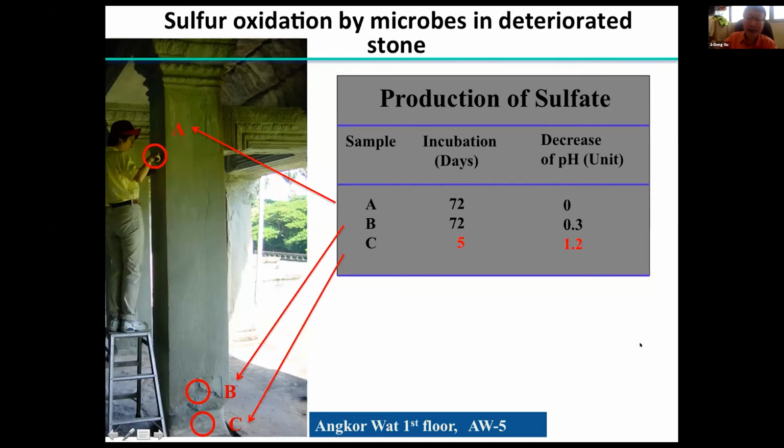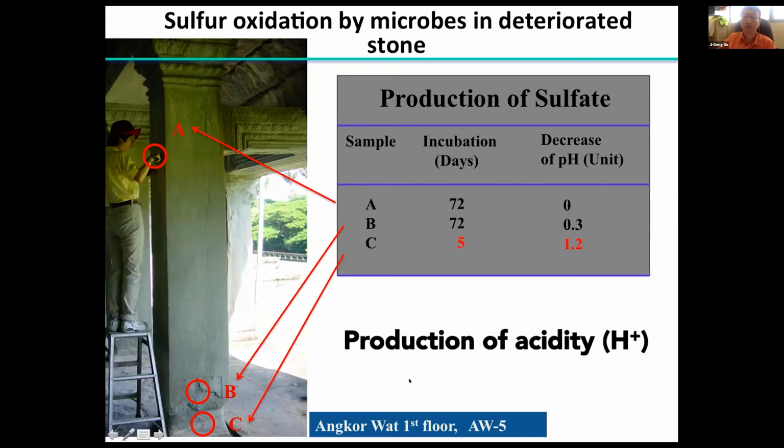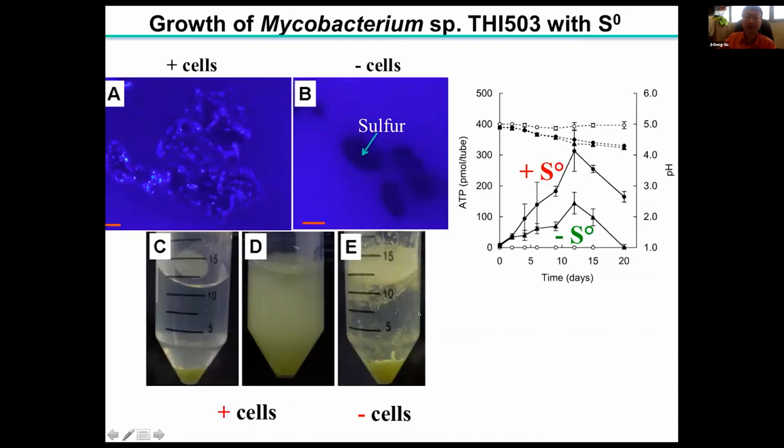So this indicates sulfur transformations are involved in the damaging of the sandstone, producing acidity. Similarly, if we cultivate the microorganism, this is the bacteria we isolated. You can see over here, if we put sulfur in, the microorganisms grow very well. If we do not put sulfur in, they do not grow that well.